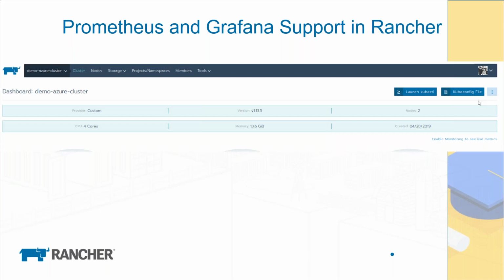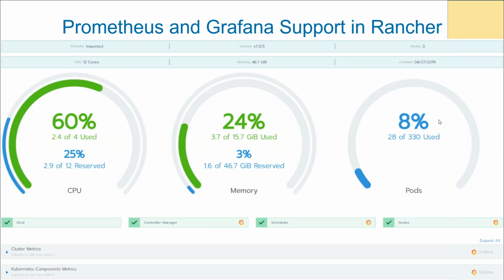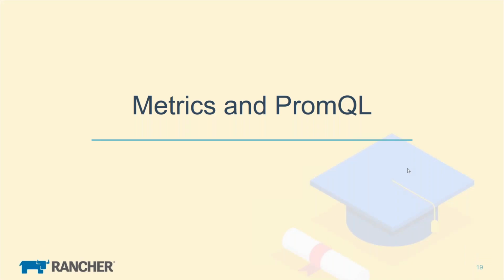So you turn it on, we'll go to a cluster, and we'll actually just click on this enable monitoring to see live metrics. And when we're done, we'll get a whole lot more information and Grafana dashboards in Rancher. So let's do a quick, just basically covering the bases to get to the point where you can actually start making use of this. So metrics and PromQL.